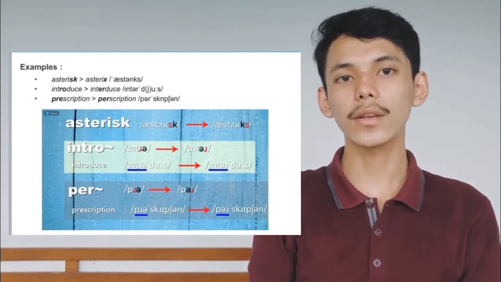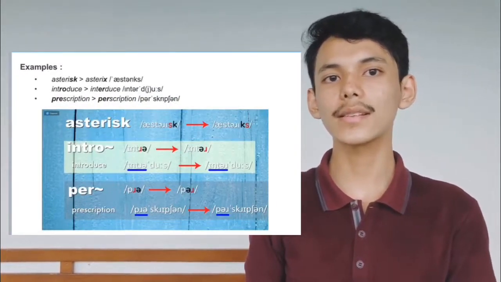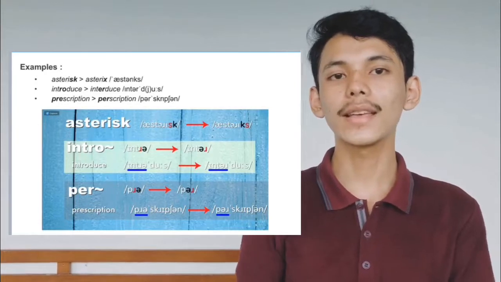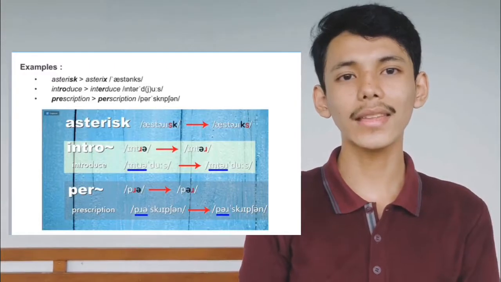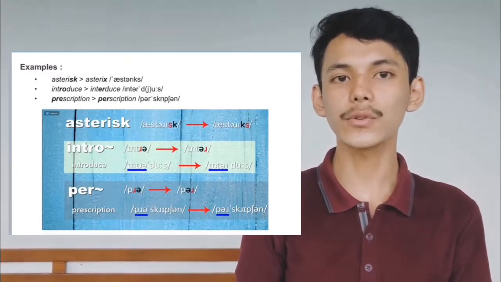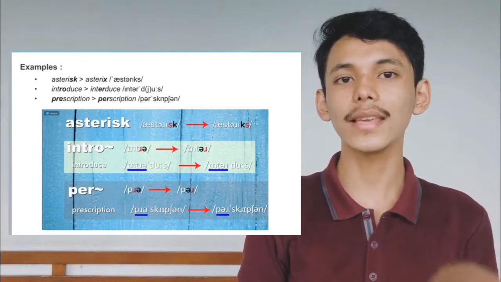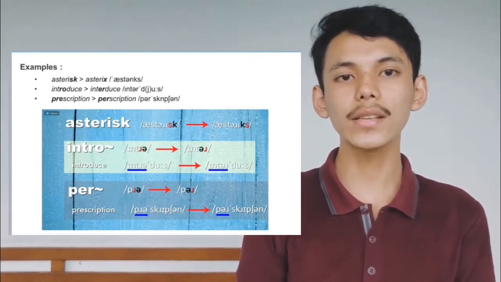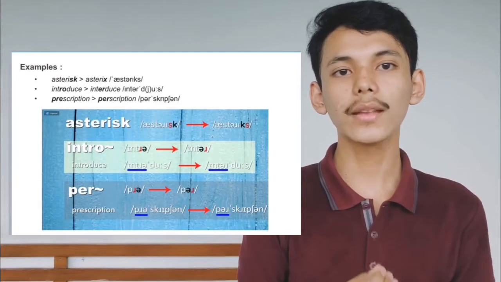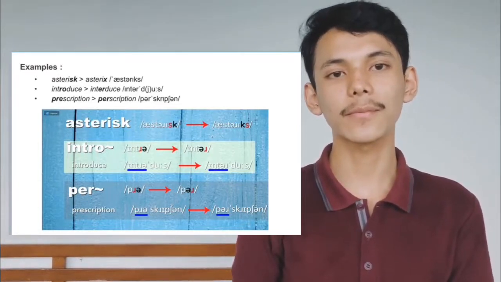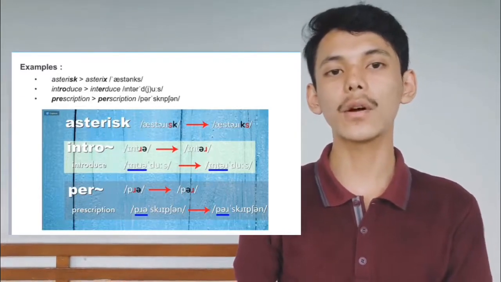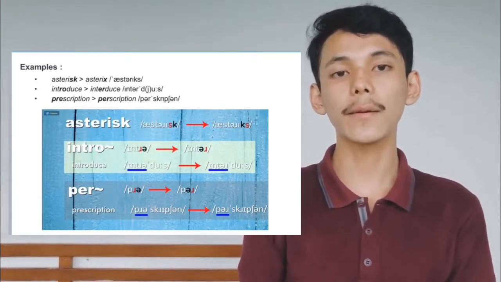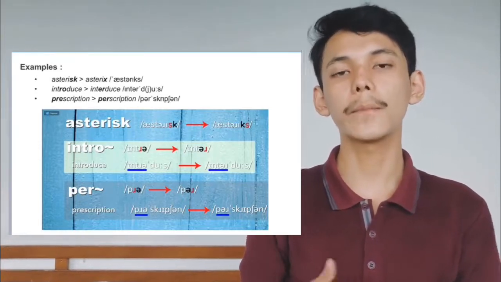Another example from English, we have the word asterisk. Some people pronounce it as asterix. Another one, the prefix inter or intra, often pronounced like enter. For example, introduce is sometimes pronounced as interduce, so that you can see that the R sound and the vowel have become reversed. Another one, the prefix pre or pro is often pronounced like per. For example, persecution becomes prosecution.